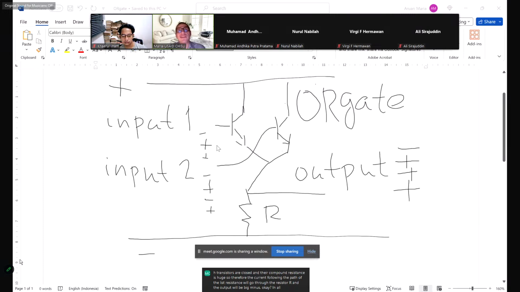In all the other cases, at least one transistor will be opened, and the resistance of the compound transistor will be almost zero. So therefore, big plus following the path of the least resistance will go through the compound transistor, and output will be always big plus, okay? Do you understand? OR gate based on transistors. Please ask questions, give comments.